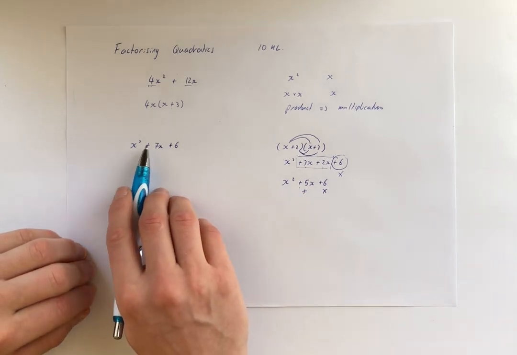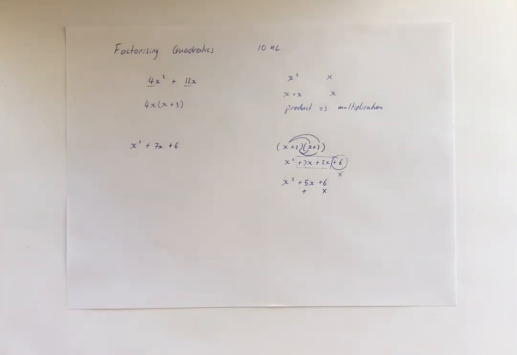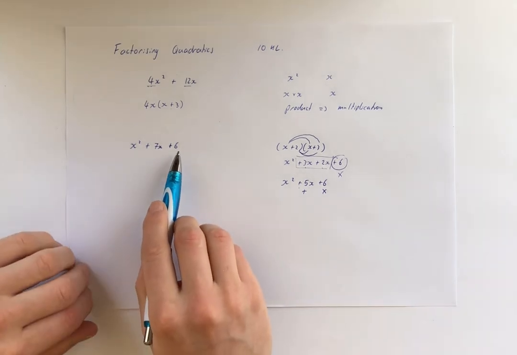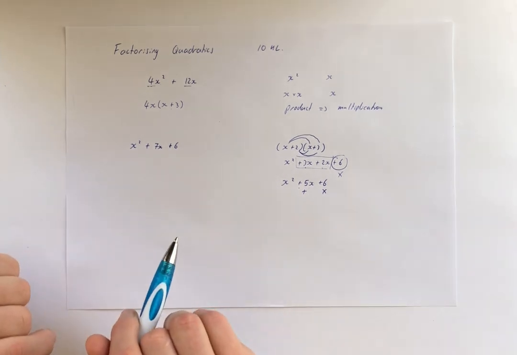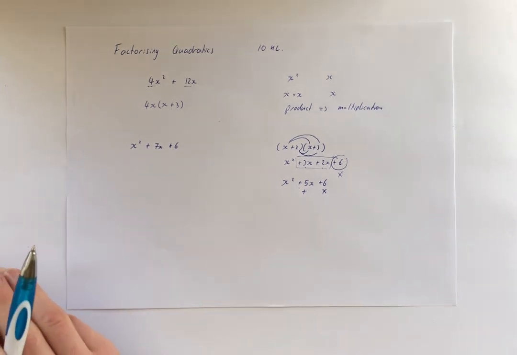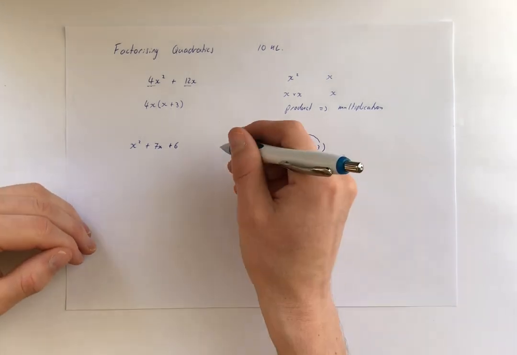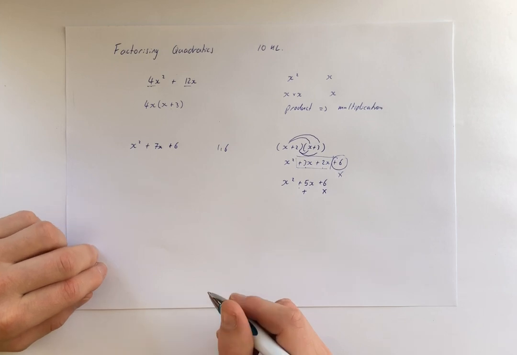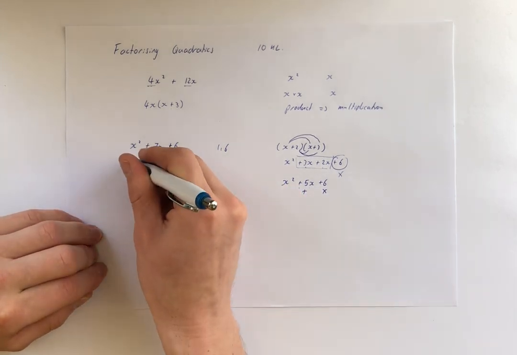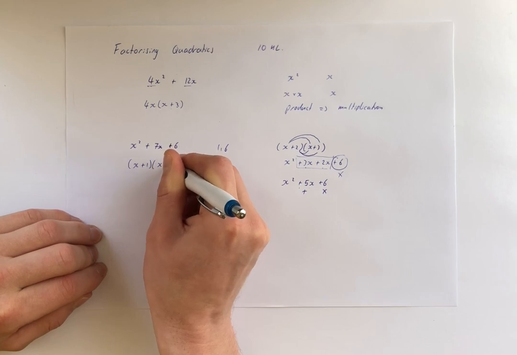So can we reverse that process on x squared plus 7x plus 6? Well, we can. We want two numbers that multiply to 6 that add to 7. And don't worry if that takes you a wee bit of time to think of. That is the hardest part of factorizing quadratics, because once you've got those two numbers, 1 and 6, the rest is quite easy. So this would become x plus 1, x plus 6.